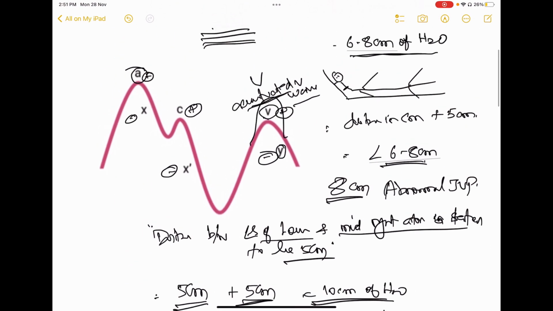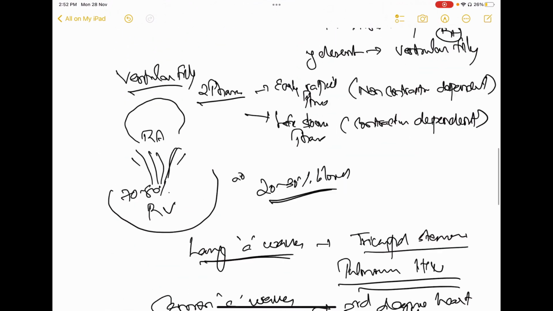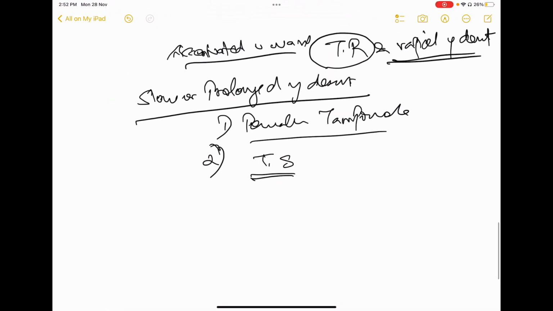So going back to the diagram again, what did I say causes the Y descent? Y descent is due to the rapid filling phase of the ventricle. As soon as the tricuspid valve opens, the blood gushing into the right ventricle causes the Y descent. So anything which would impair this process, like for example, the tricuspid valve not opening fully, opening just half, tricuspid stenosis, or the right ventricle not being able to relax fully because there is fluid in the pericardium, which is impairing the ability of the right ventricle to distend and thereby fill with blood. So all these conditions will cause a slow or prolonged Y descent.